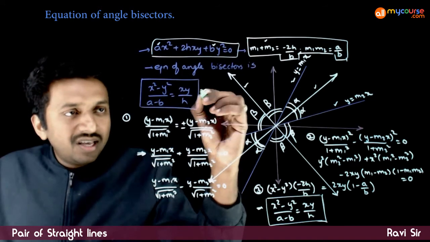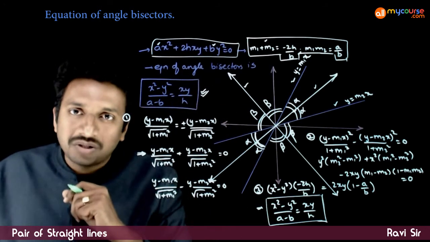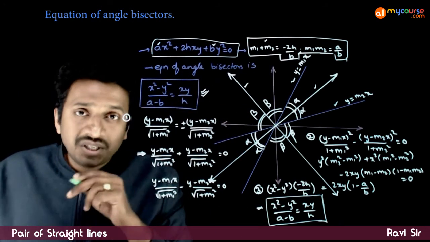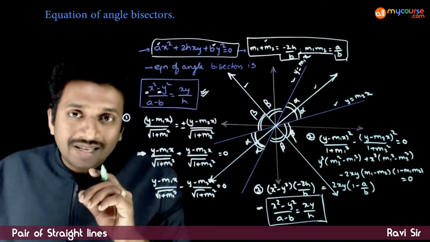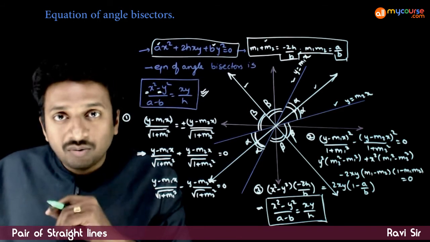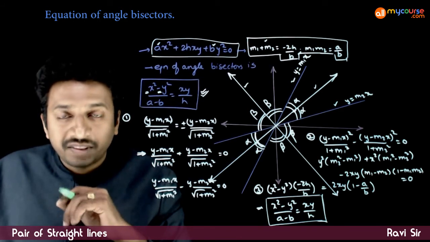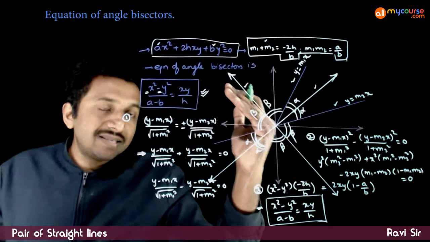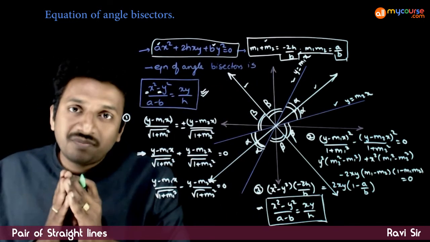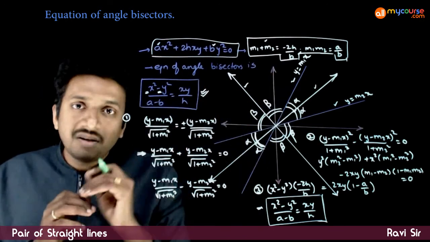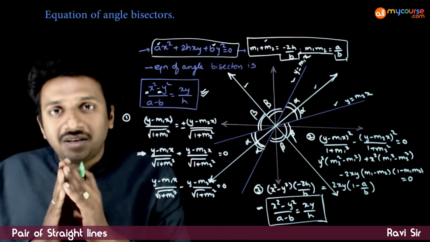So you need to carefully remember this equation. And you need to observe here that the coefficient of x square plus the coefficient of y square is always equal to 0 for angle bisectors. That means the angle bisectors are always perpendicular to each other.